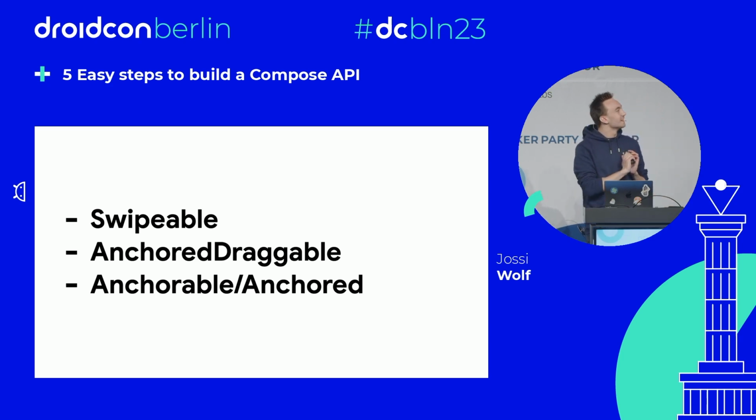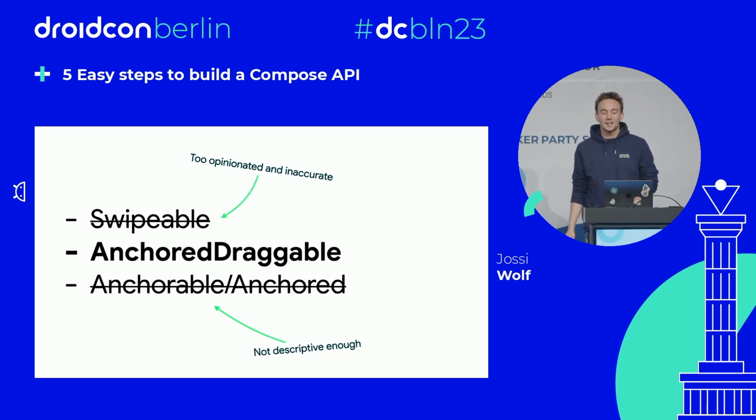So for Swipeable, we went, this is actually kind of weirdly opinionated and inaccurate at the same time. Swipeable kind of comes back to swiping, which again isn't as much of a concept in Jetpack Compose, especially on the foundation layer. It's more of a material thing, maybe, if it is. And also Swipeable doesn't tell you a whole lot about how it works, right? It's like swipeable, but what about the whole anchor points thing? We also had another contender, anchorable, anchored, and it pretty much suffered from the same issues.